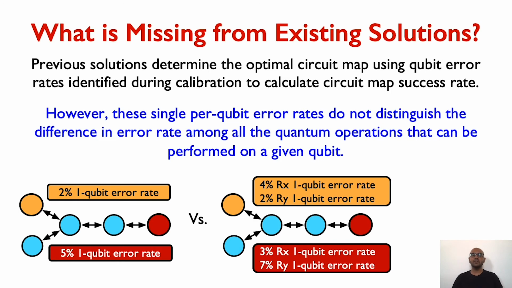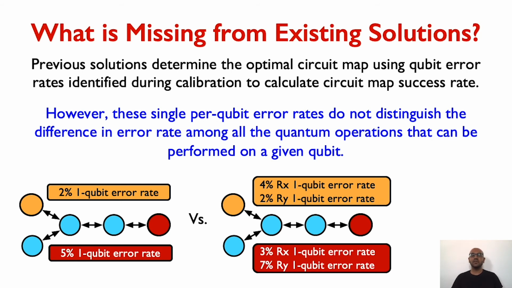However, these single per-qubit error rates do not distinguish the difference between the error rates among different quantum operations that can be performed on a given qubit. So for example, in the figure on the right over here, we have the orange qubit, which has a 2% 1 qubit error rate, and the red qubit, which has a 5% 1 qubit error rate on average.